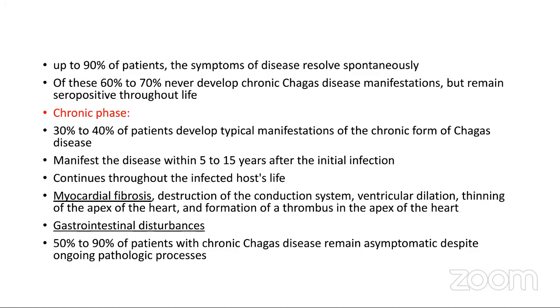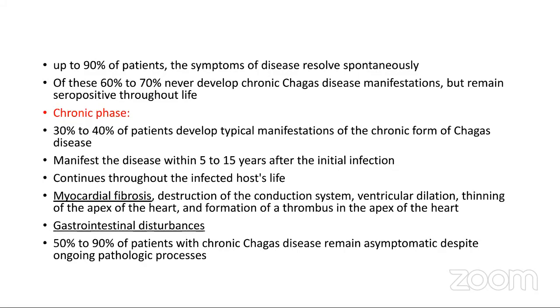What is the fate of the disease? Following the acute stage, in up to 90% of the patients, the symptoms resolve completely. Of these, 60 to 70% never develop chronic Chagas disease. However, they remain seropositive. Being seropositive is very important; I will talk about it later in the presentation. 30 to 40% of the patients develop typical manifestations of the chronic form of Chagas disease.